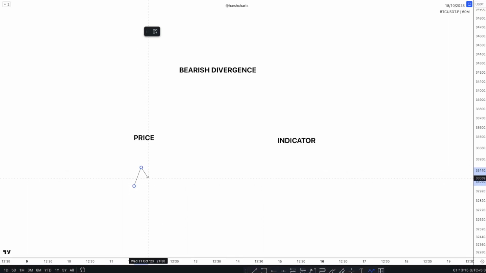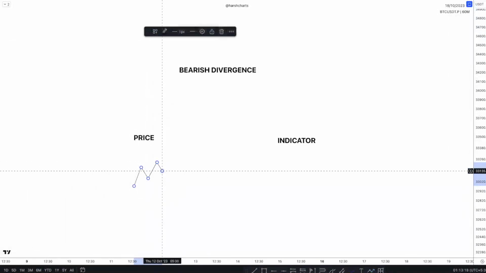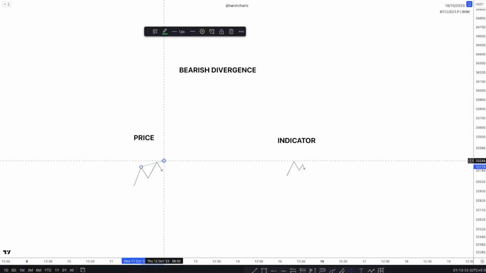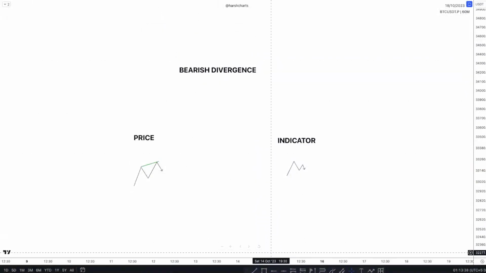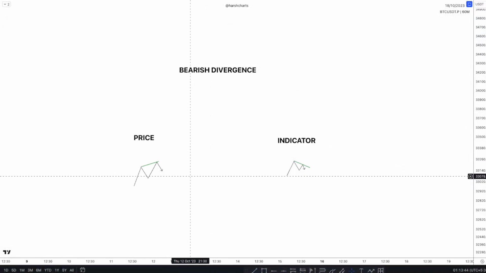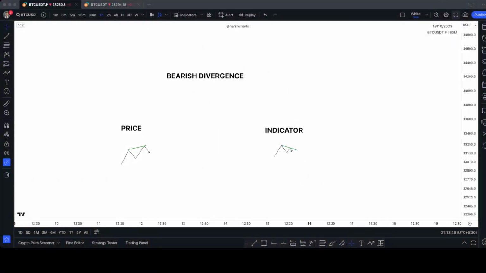The price is making something like this, and the RSI at the same time is making something like this. What you notice here is, if you just mark the swing highs, let's do it 2x, and if you see the indicator at the same time, can you notice some difference here? Can you see the difference between the price and the indicator, what it is showing?